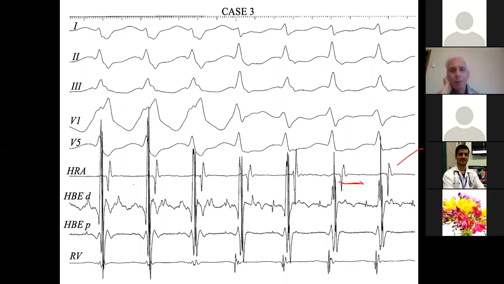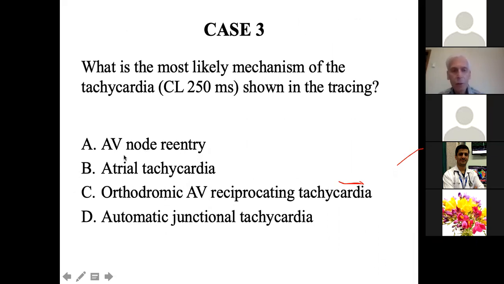It looks like most chose orthodromic AVRT, 70%, and 30% for AVNRT. I think everyone who chose AVNRT did not appreciate the fact that the high RA precedes the septal A and the His bundle electrogram. That excludes with certainty AV node reentry and AJT. So it's down to AT or orthodromic reciprocating tachycardia.